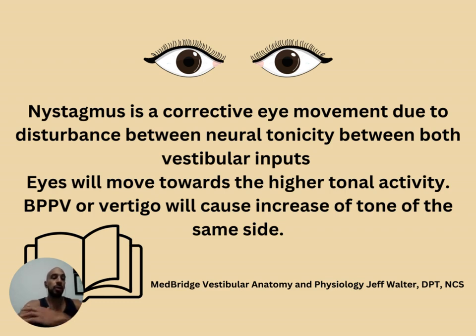So now we're going to talk about something different than the ocular reflex, okay, which is nystagmus. It's a very important sign of BPPV. Nystagmus is a corrective eye movement due to disturbance between neural tonicity between both vestibular inputs, left and right. Eyes will move towards the higher tonal activity. BPPV or vertigo will cause an increase of tone on the same side.